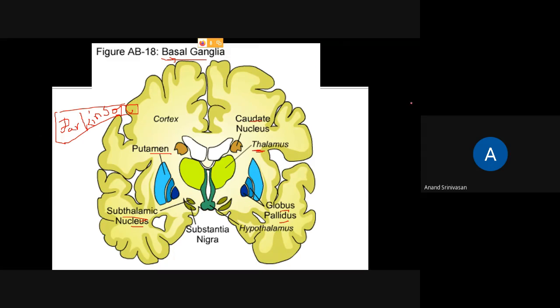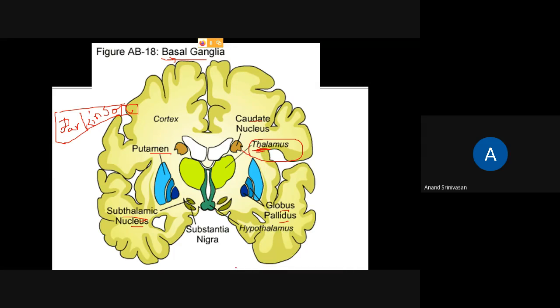The next one is the thalamus. The thalamus is the sensory relay center. What is the meaning of relay center? Think of how Wi-Fi travels from one room to another. We keep a router; there is a modem, from the modem it goes to the router, and from the router it goes to all the devices. Similarly, this is like a relay center.